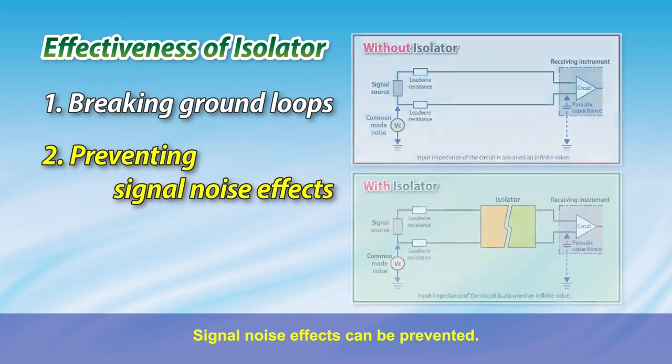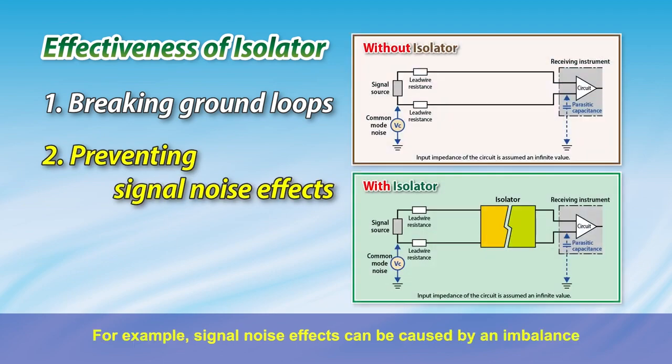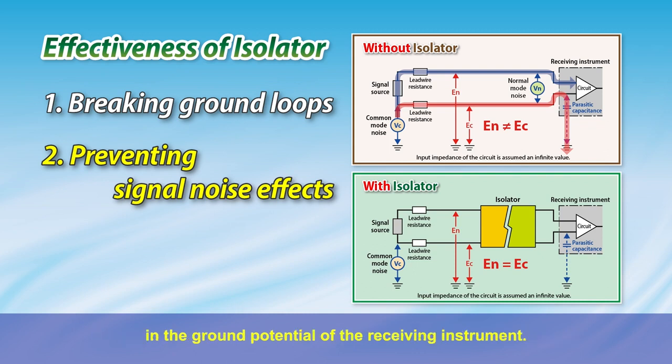Signal noise effects can be prevented. For example, signal noise effects can be caused by an imbalance in the ground potential of the receiving instrument. Isolators can prevent this.